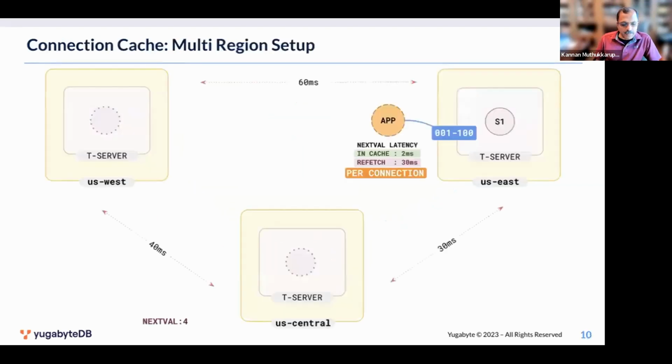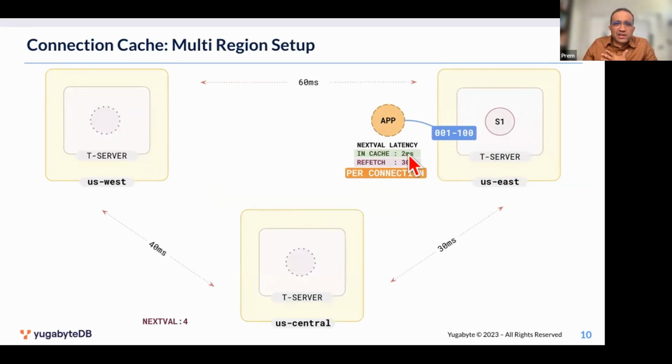Okay, let's see how connection cache will help you behave in a multi-region setup. So let's consider a situation where the database is deployed across multiple regions between US West, Central, and East. Let's say that you have your preferred leader set up in the East. That is our suggested deployment pattern. And you have an app running in US East.